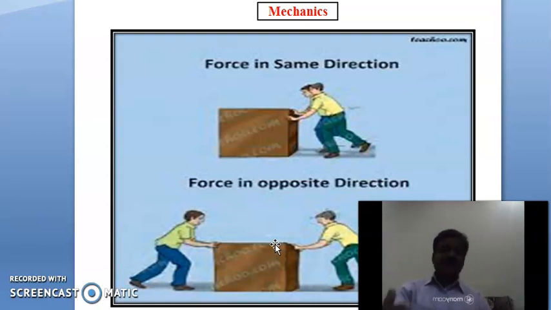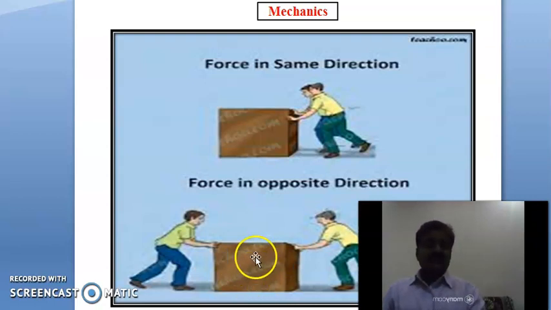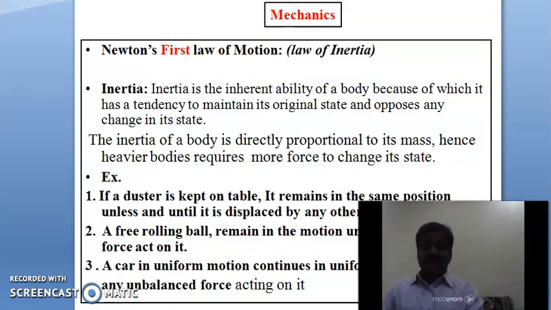In the same way, in this figure, the two forces are applied in exactly opposite ways. One force is from this side, the other force is from this side. Then because of these two forces, what happens? I mean, forces are in opposite direction, and if suppose their magnitudes are the same, then what happens? This load will not change its position because it has inertia. Same thing, inertia is nothing but the inherent ability of the body, because of which it has the tendency to maintain its original state and oppose any change in its state.